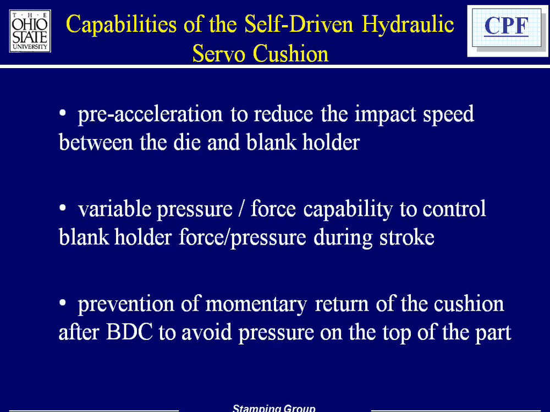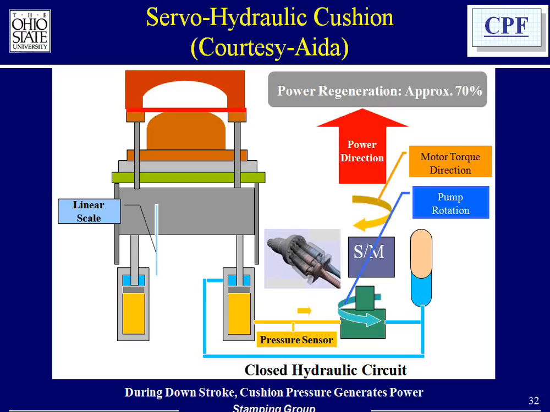And then, of course, you can control the return of the cushion pins so that you don't have to kick out the part immediately. Because you have the flexibility of controlling the cushion as you wish. The next slide, 32, shows you the schematic of the cushion I was just describing. As you see, the hydraulic cylinders in the bottom send the pressure to an accumulator where the oil is. Of course, the whole system is closed.